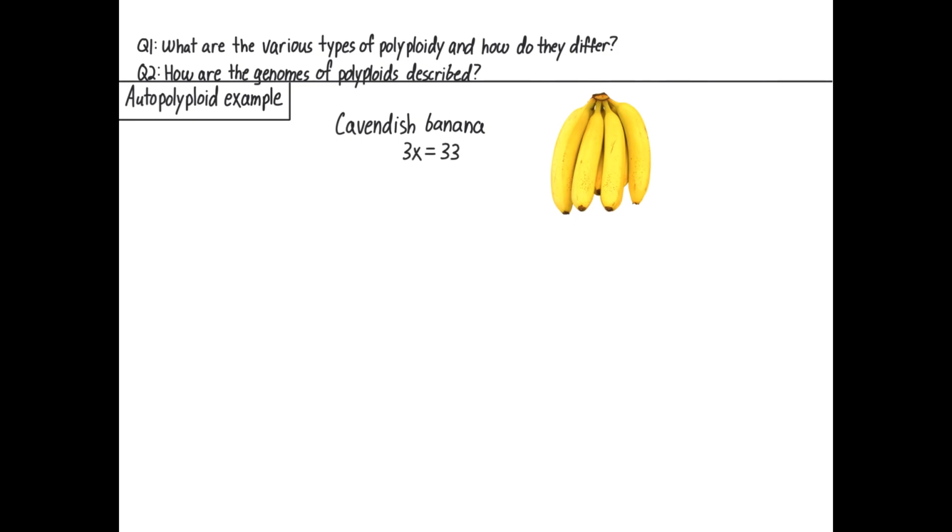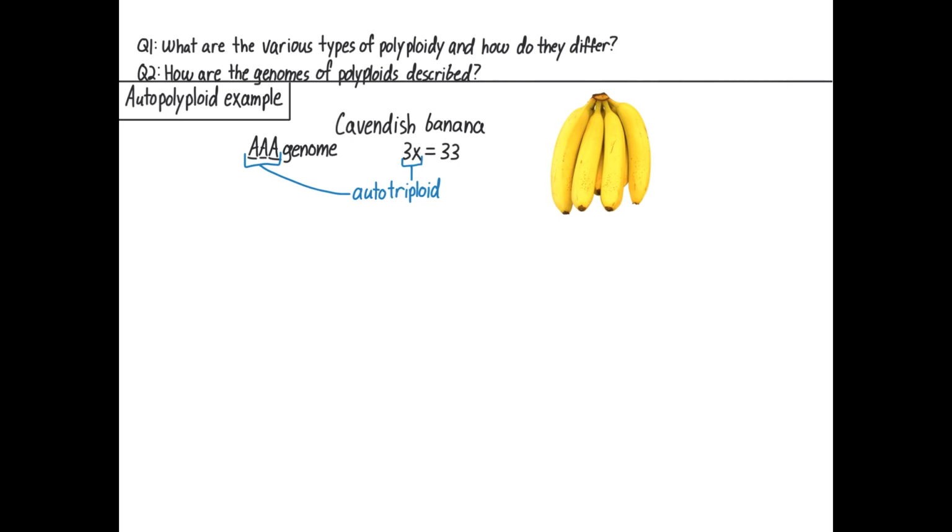The genome is 3x equals 33. This 3x means it's triploid. The genome is AAA, meaning there are 3 copies of the A genome, which come from only one species. So the Cavendish banana is an autotriploid.